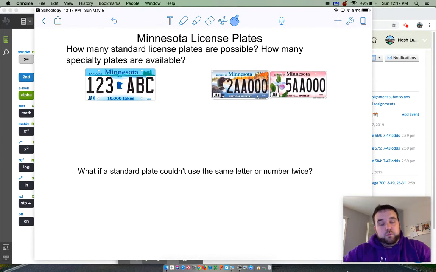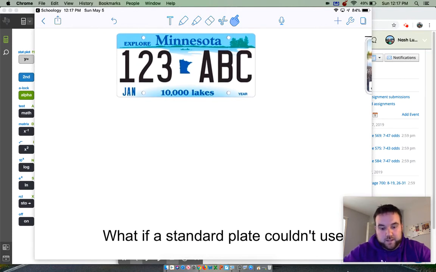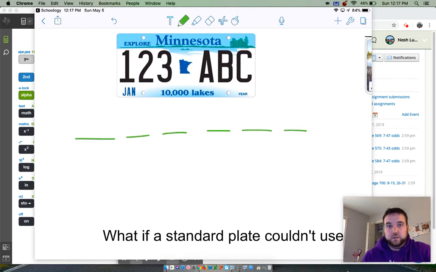Another place where this shows up, which is kind of interesting, is license plates. In Minnesota, a standard license plate is 3 numbers followed by 3 letters. There are no restrictions on the numbers, so it could be any number from 0 up to 9. We've got 3 of those followed by 3 letters, A down to Z. So I've got 6 total slots to fill on this license plate.